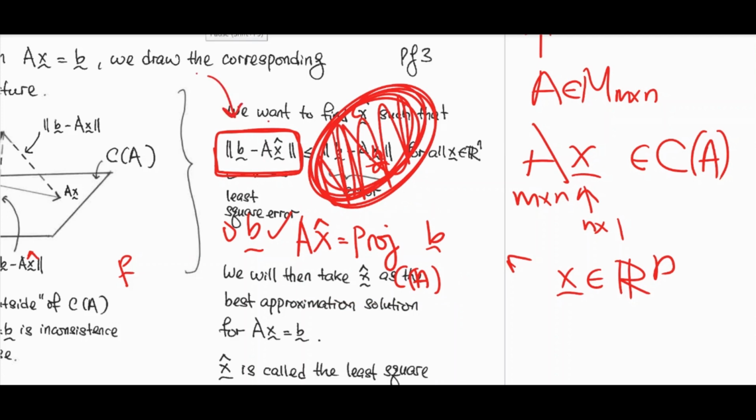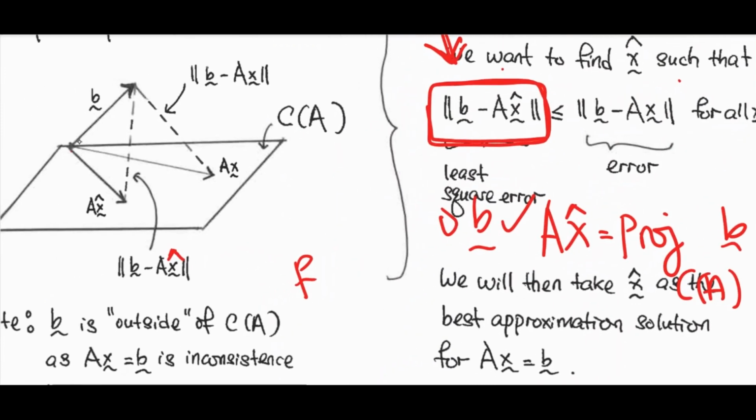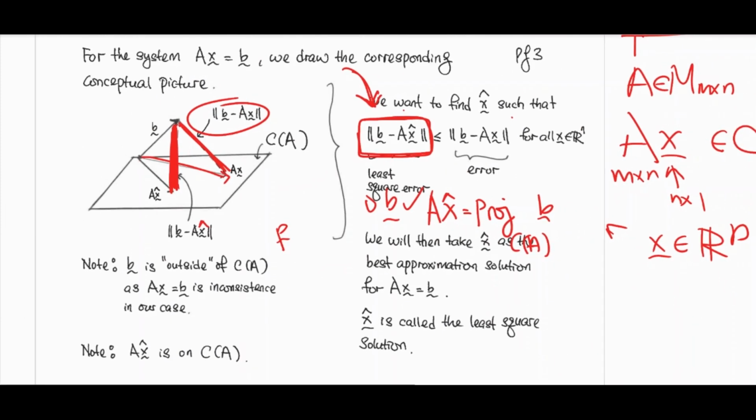This seems to be the smallest number among all the possible b minus ax, which means that no matter how you draw it, this length here is always bigger than or equal to this length. Okay, now, what is all this about?